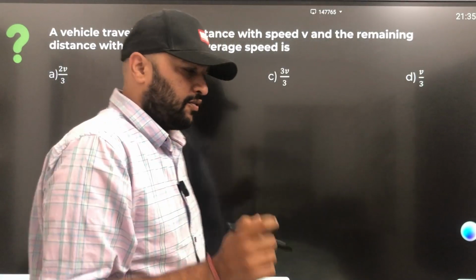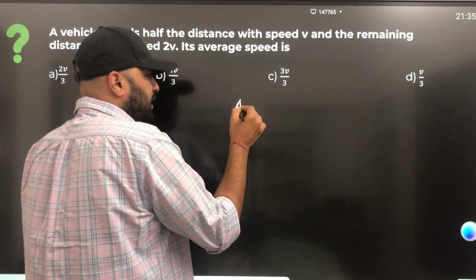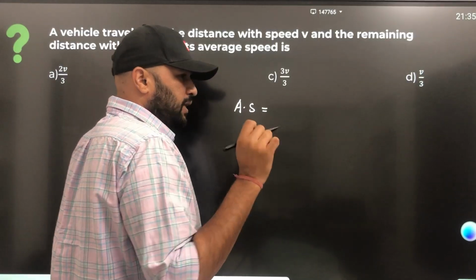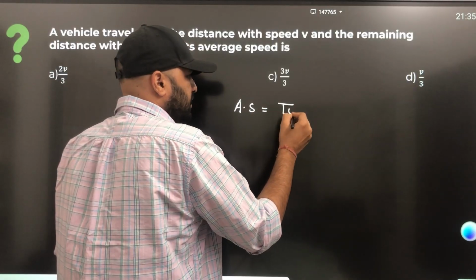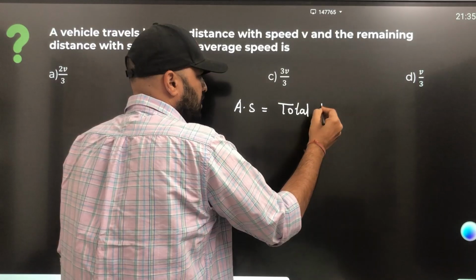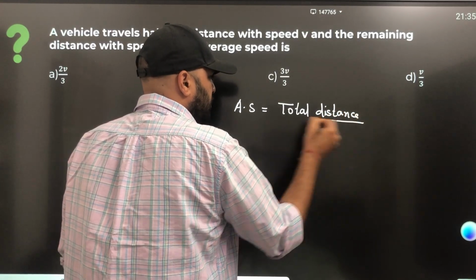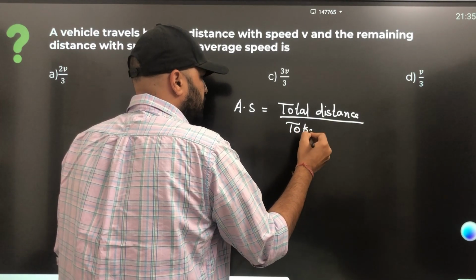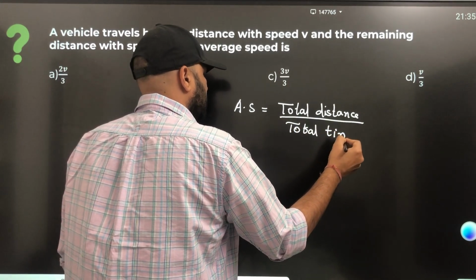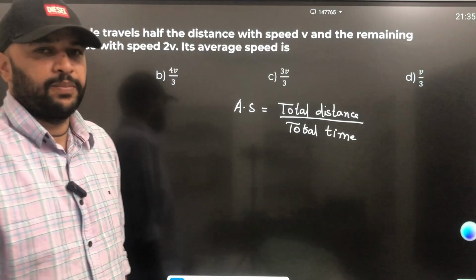We should know the formula for average speed. Our average speed over the complete journey must be equal to the total distance divided by the total time, correct? So if you divide the total distance by the total time, you always get the average speed, correct?